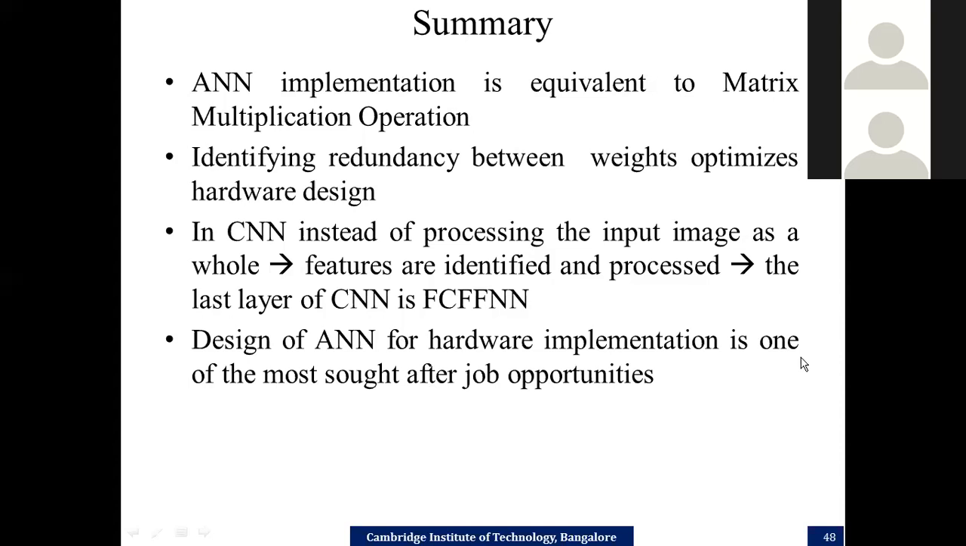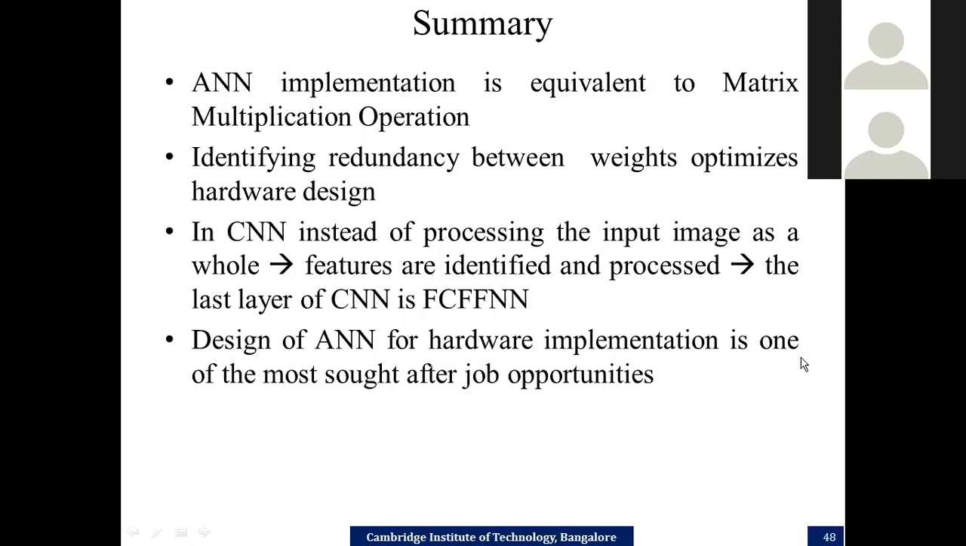Okay, so design of ANN for hardware implementation is one of the most sought after job opportunities available currently in our country. So those faculties who are very young and just taken over as faculty positions, you can definitely get into this. You have a fantastic opportunity in the industry. But those faculties who are taking teaching as a profession, our objective would be to encourage our students to become hardware engineers for ANN design.